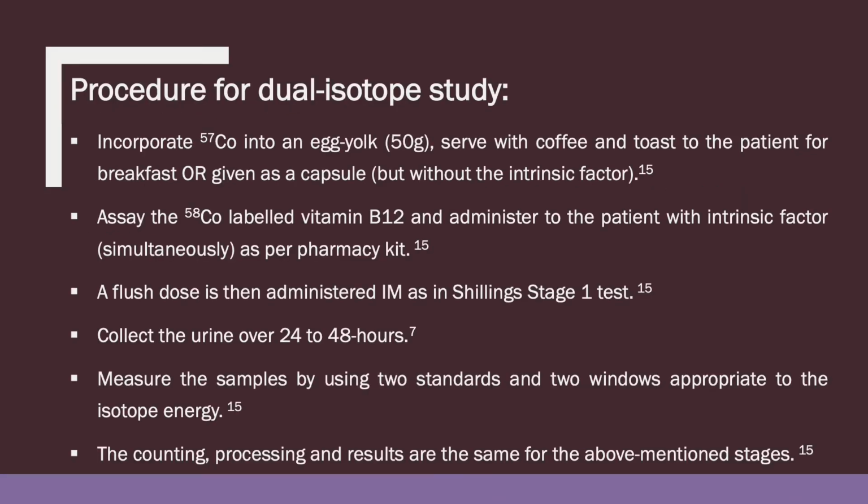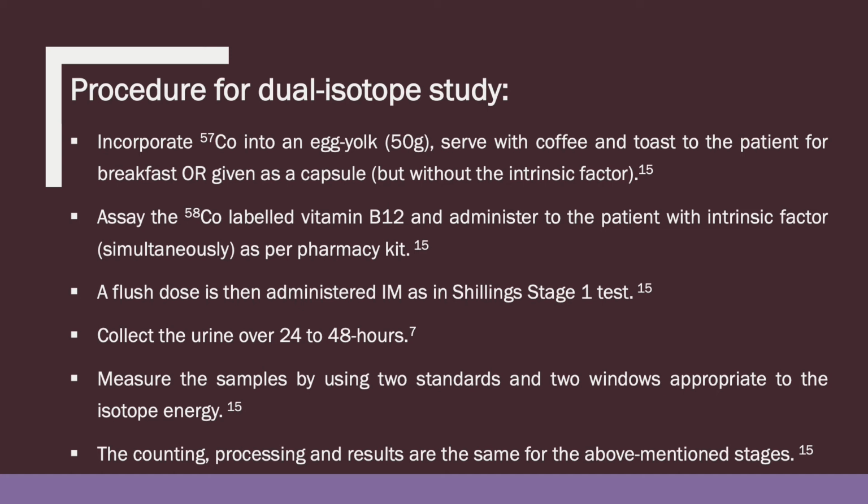The dual isotope study is then performed by administering cobalt-57 labeled vitamin B12 in an egg yolk of about 50 grams and then serving it with toast and coffee as breakfast, or it can be given in capsule form but without the intrinsic factor. And then cobalt-58 labeled vitamin B12 with intrinsic factor is given simultaneously, as indicated by the radiopharmacy kit form. A flush is then administered intramuscularly as in Schilling's stage 1.